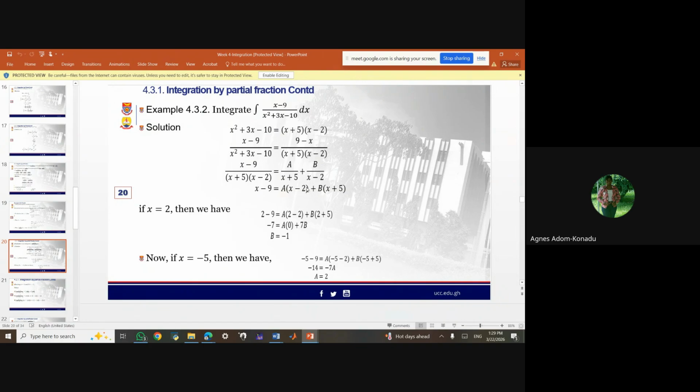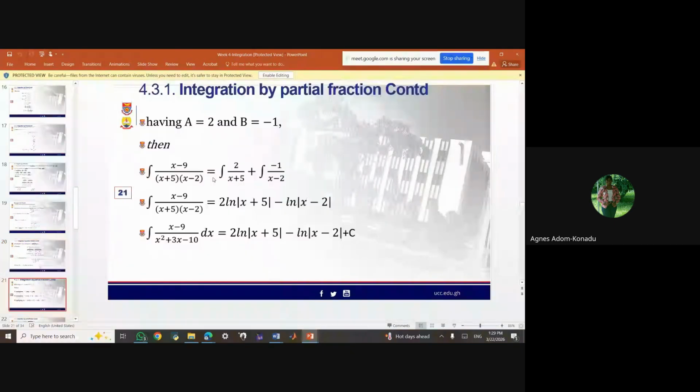Then I have minus 7 here, and here will be minus 14, right? Minus 14. So my a will be 2. So I have the value of a to be 2, b to be minus 1. So the function will be integral 2 over s plus 5 plus integral of minus 1 over x minus 2.